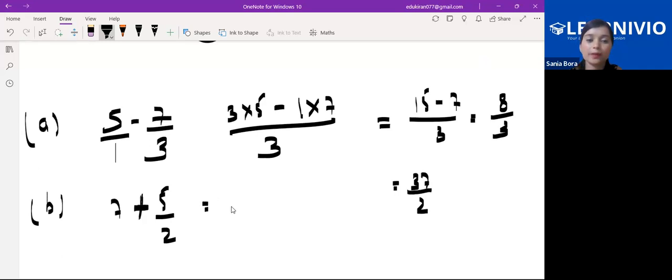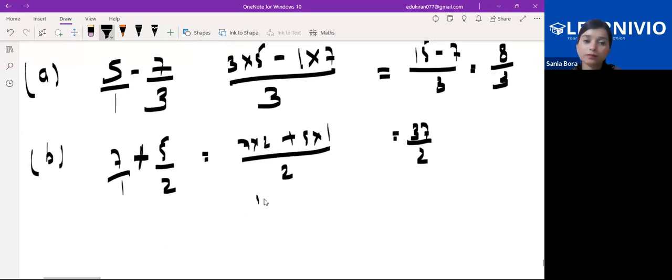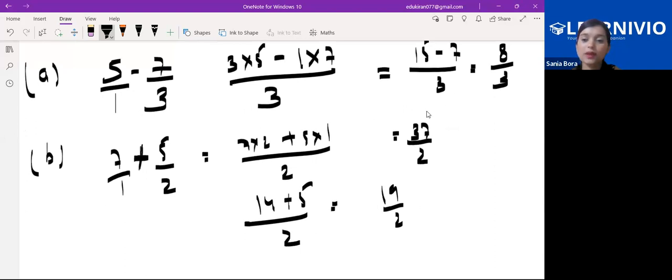Hana, you tell me the step. How you got this? So ma'am, first we do 7 into 2, 5 into 1. So ma'am, we'll get 14. 14 plus 5 is equal to 19. So 19 by 2 is the answer. So Halima, how you are getting 37 by 2?